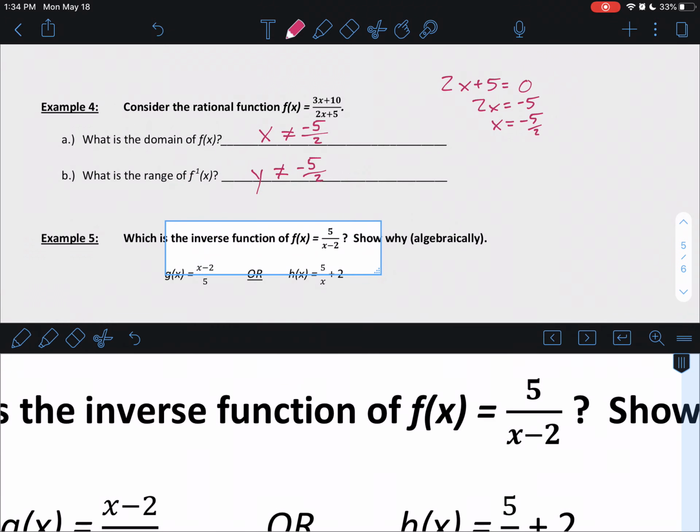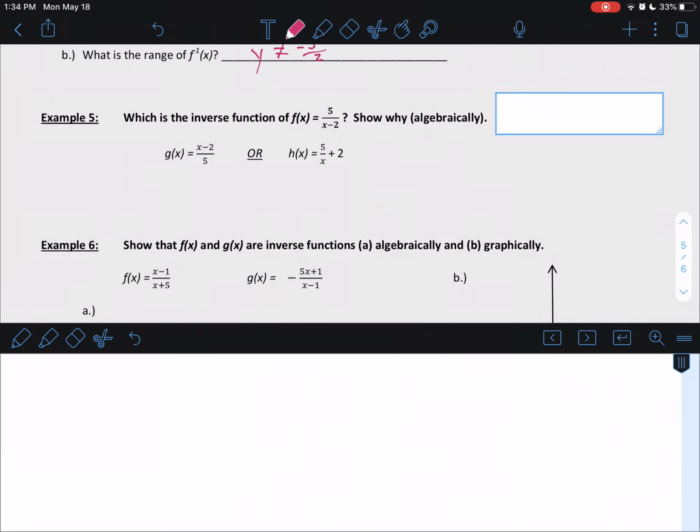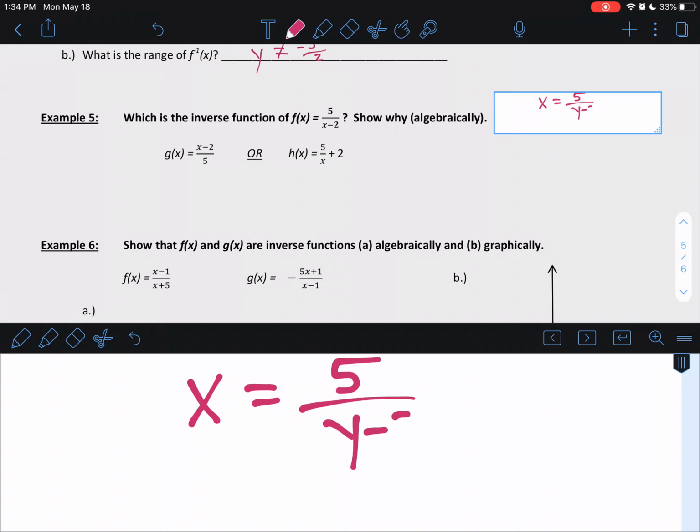So here, example 5, it says, which is the inverse function of f of x equals 5 over x minus 2? Show y. So we're just going to go through our 5 steps. Don't need to go through all 5. I'm just going to go ahead and switch everything. I'm going to switch f of x with y, and then switch x and y all in one step. So that gives me x equals 5 over y minus 2.